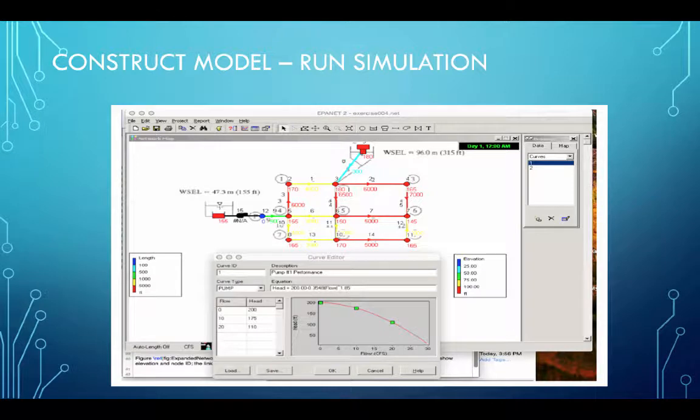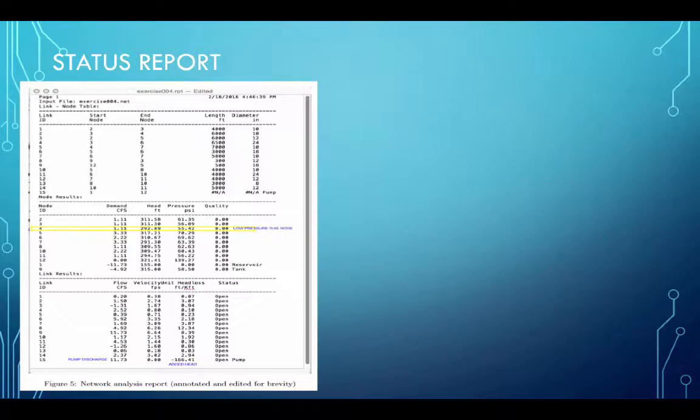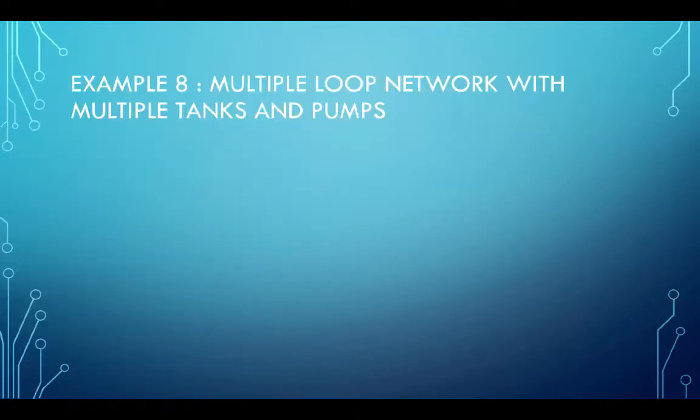So that essentially is example 7. We could generate a status report, identify the low pressure node, and we will pick up with example 8 in a subsequent video. That completes this part of the lesson.